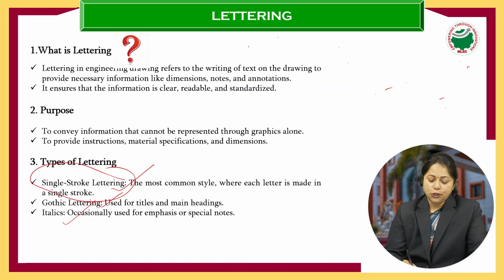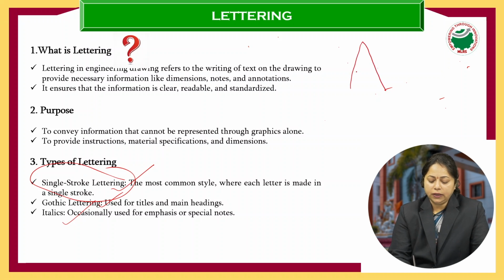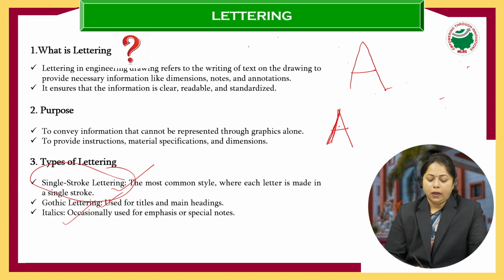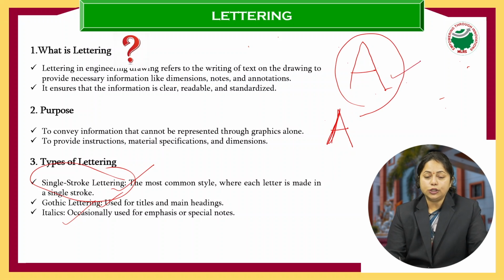What do you mean by single stroke? Now, if I write a letter A, and if I maintain the thickness of the line throughout its writing path, then it is called a single stroke. It does not mean that you have to write the letter without lifting the hand. It means that this letter A is a combination of many lines, 1, 2, and 3. All the lines fall in the same width. So then we call it single stroke lettering. Italics, we have an idea, we use it in Microsoft Word.